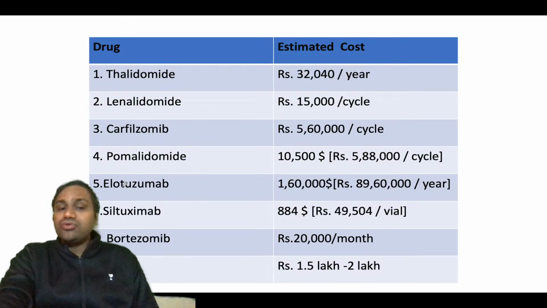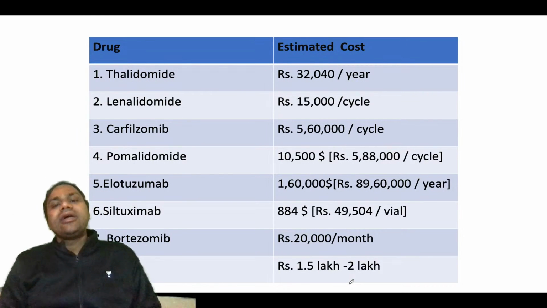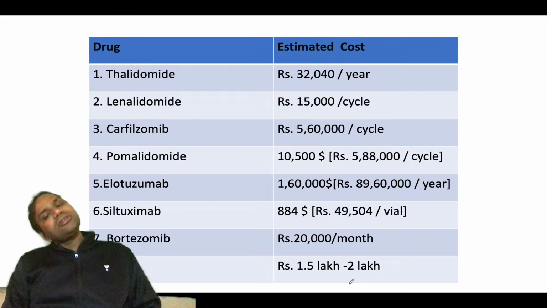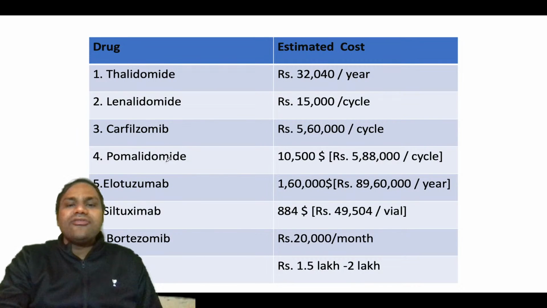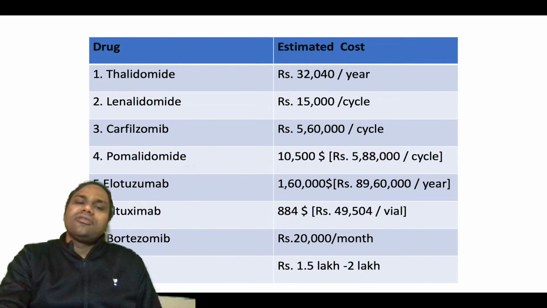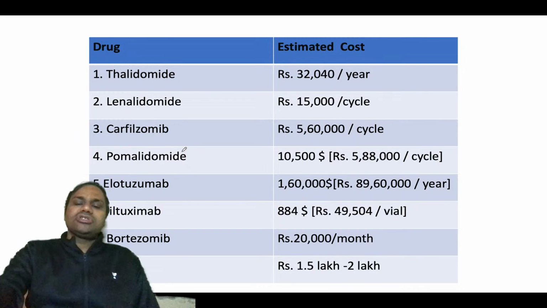Siltuximab, the new drug which I've done, costs around 49,500 per vial. Bortezomib costs around 20,000 per month, and stem cell transplant costs about 1.5 to 2 lakh rupees in a government institute like AIIMS. If you go to a private institution, it is around 5 lakhs to 10 lakhs rupees. Okay, so this is a fun factor. These drugs are really very costly for the patient, and you are also not sure that they will improve the prognosis of the patient.